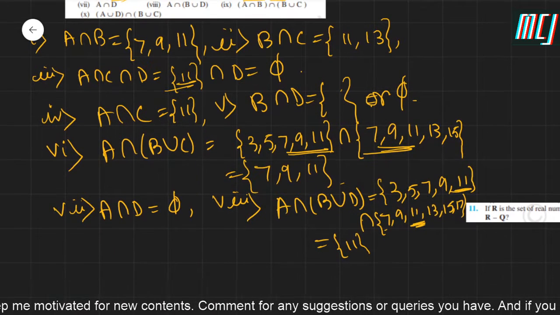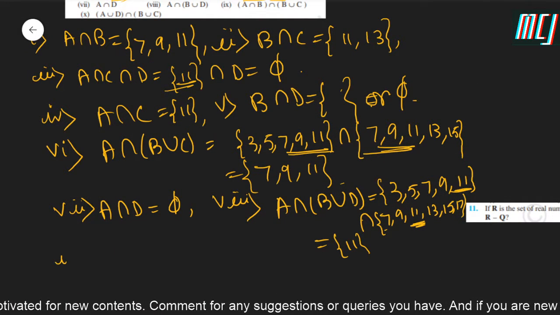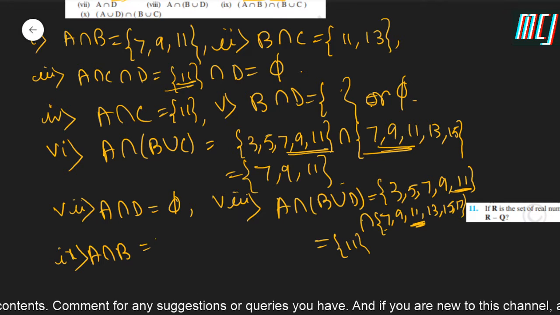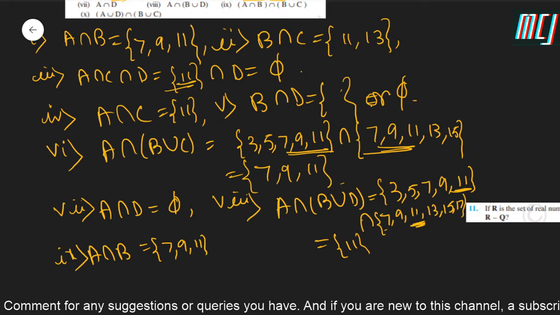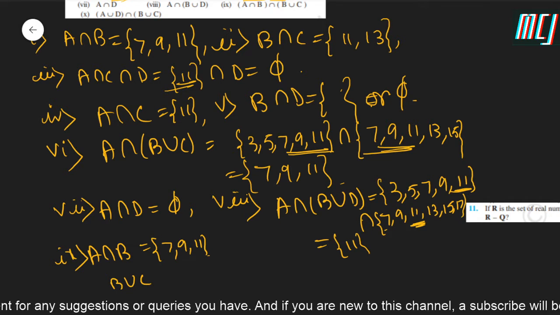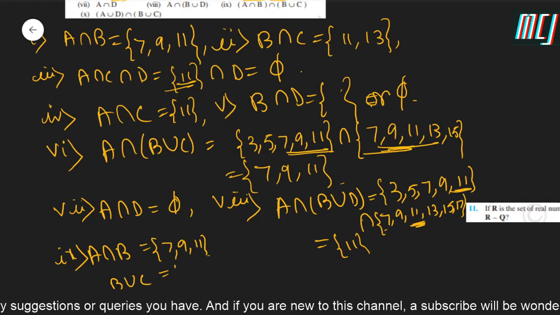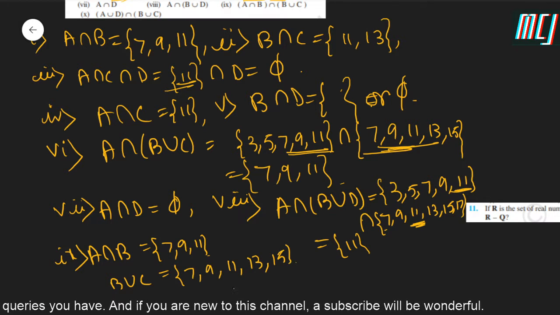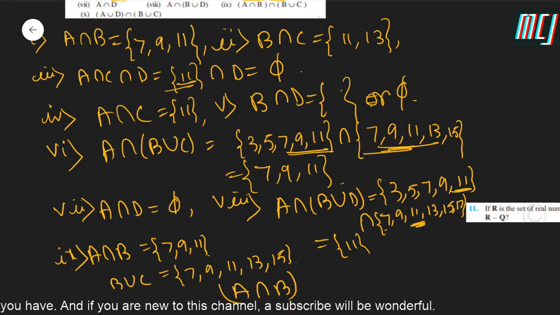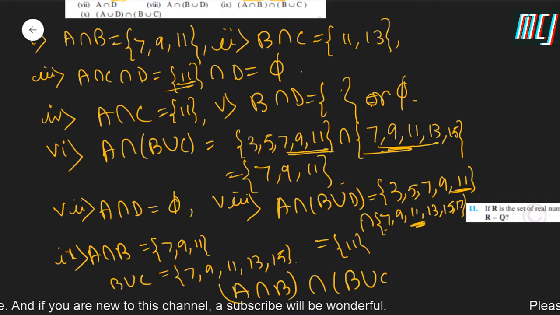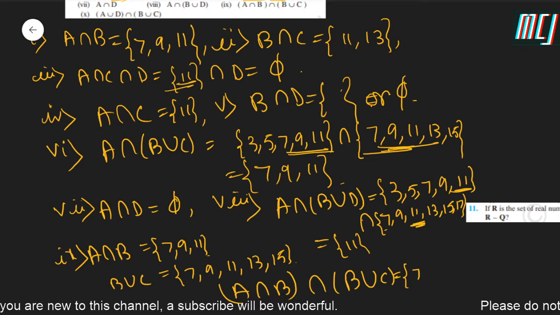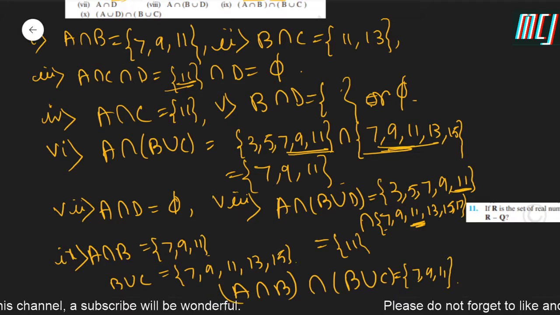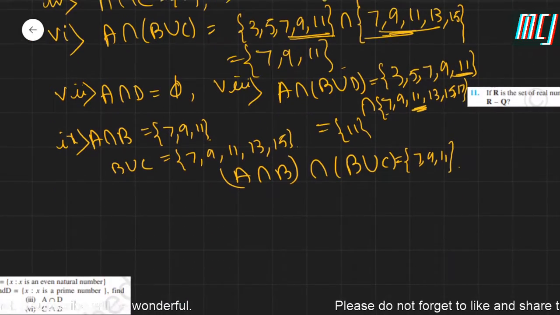Now we'll move to ninth one. So we'll find first A intersection B, already found, that is 7, 9, 11. B union C also we have calculated here, that is 7, 9, 11, 13, 15. Then A intersection B union C, that is equal to 7, 9, 11. Okay. Clear?